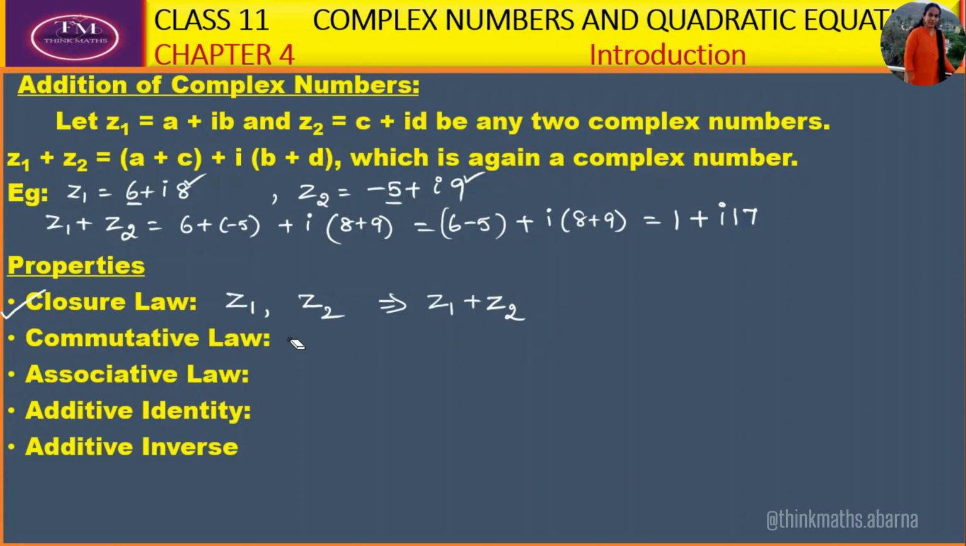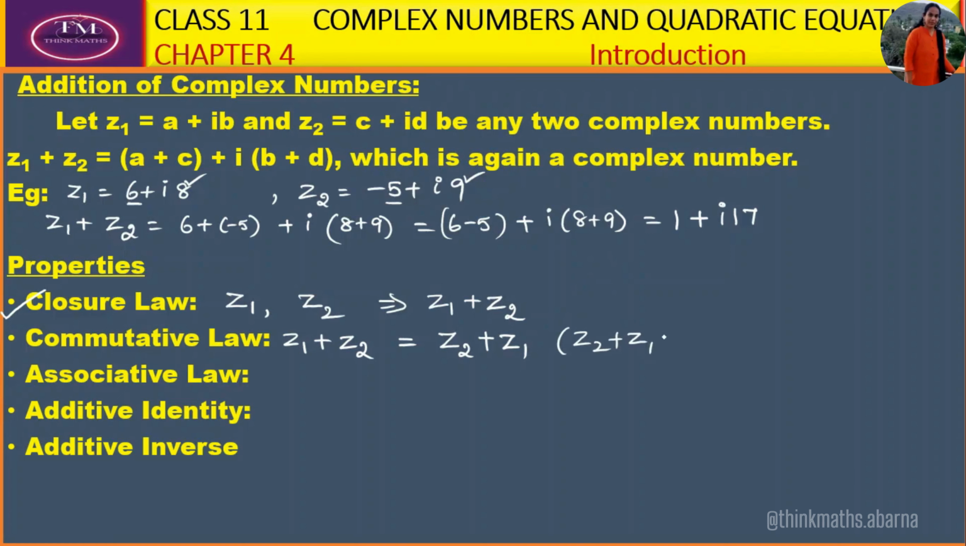That is, if we are adding two complex numbers Z1 plus Z2, that will be equal to Z2 plus Z1. Both will be the same. So just check this example. We have Z1 plus Z2. What about Z2 plus Z1?